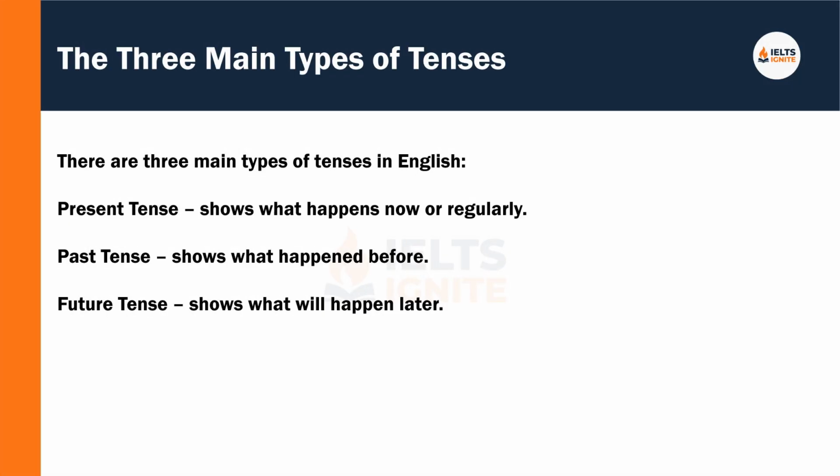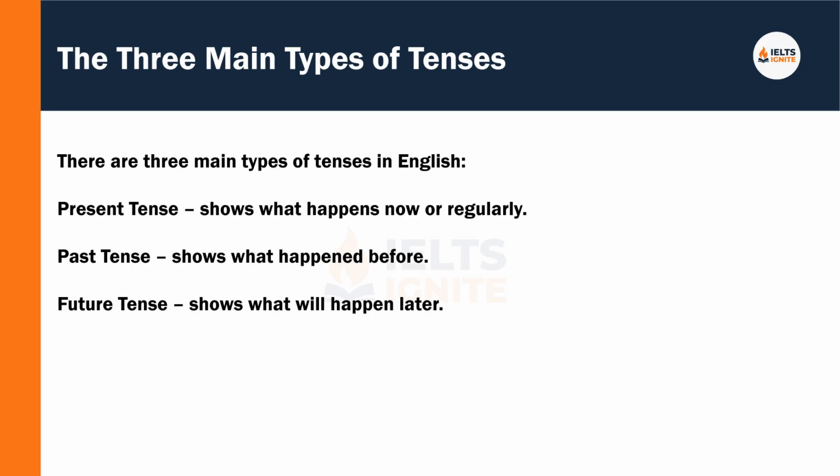Section 3. The three main types of tenses. There are three main types of tenses in English. Present tense shows what happens now or regularly. Past tense shows what happened before. Future tense shows what will happen later. Each of these three tenses has 4 forms. That makes 12 tenses in total.